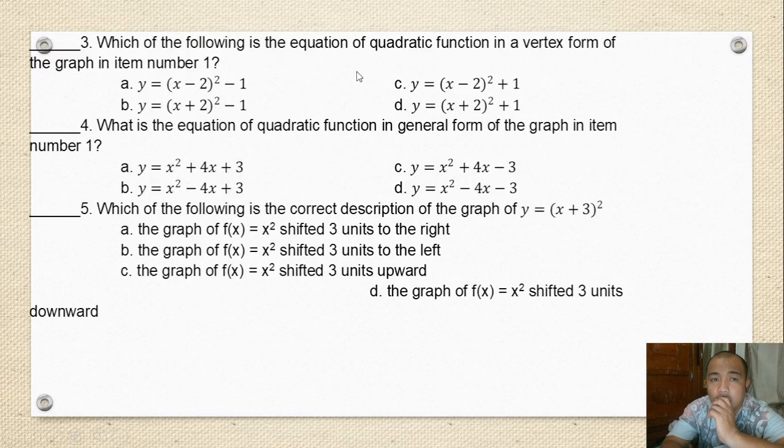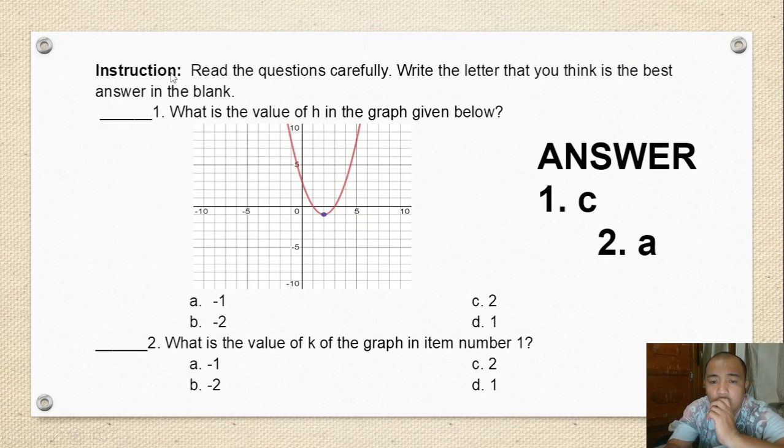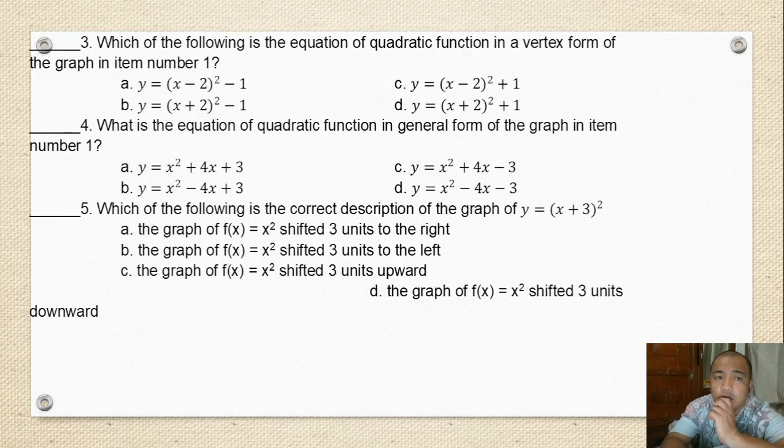Which of the following is the equation of the quadratic function in vertex form of the graph in item number 1? What's the vertex? 2, negative 1. So, what do you think is the equation? If the vertex is 2, negative 1. A, B, C, or D?